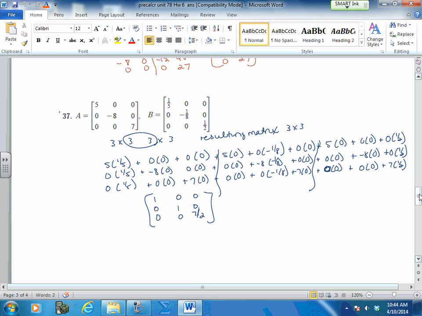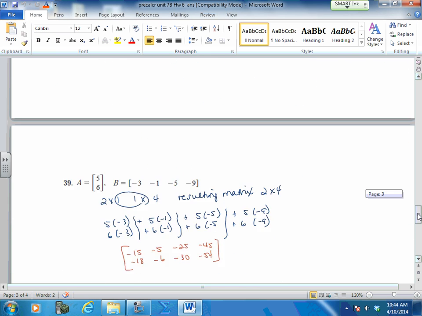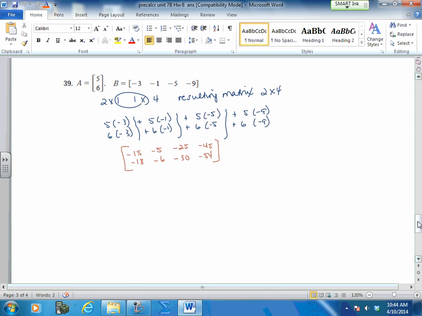So there's a 3 by 3 and a 3 by 3, so the 3's were the same, and it results in a 3 by 3. A little bit different. It's like this is the whole thing out by hand. It's long, and you didn't have to go by hand. This next one, you're a 2 by 1 and a 1 by 4, so you'll result in a 2 by 4 when you multiply.